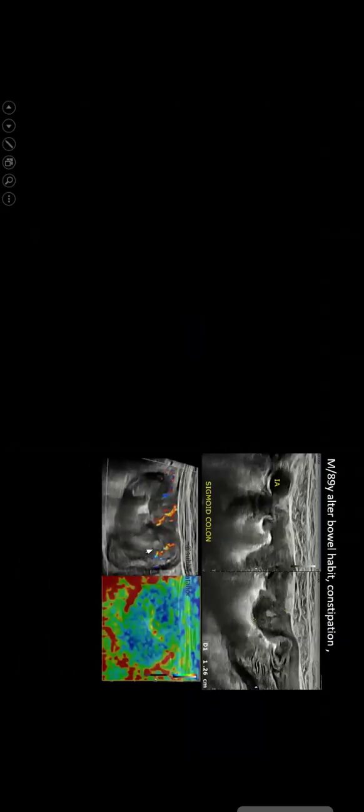Male, 89 years, altered bowel habit, constipation. This is the left iliac fossa scan. High resolution scan. This is the iliac artery. There is irregular wall thickening of the sigmoid colon with luminal narrowing and distortion. Narrow zone of transition. Transverse plane.